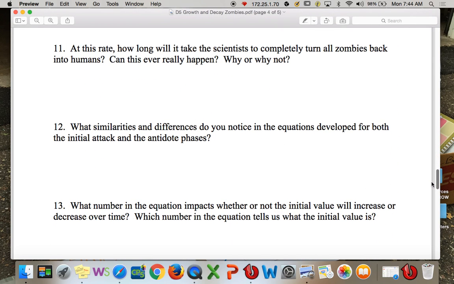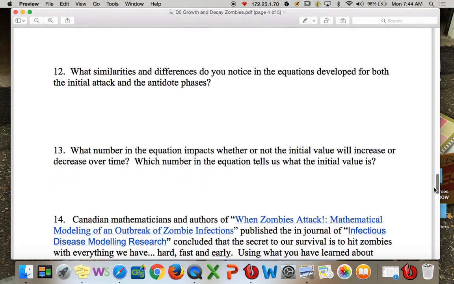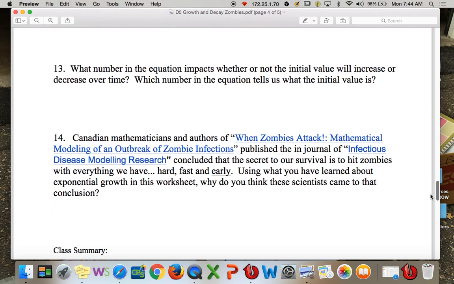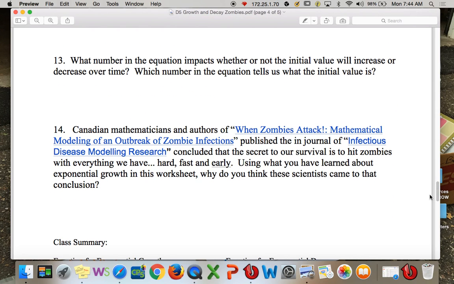At this rate, how long will it take scientists to completely turn all the zombies back into humans? So you can try that. And what are the similarities and differences that you notice? And what number in the equation impacts whether or not the initial value will increase or decrease over time? So let's go over that one actually. Let's look at growth versus decay, and then we'll summarize.